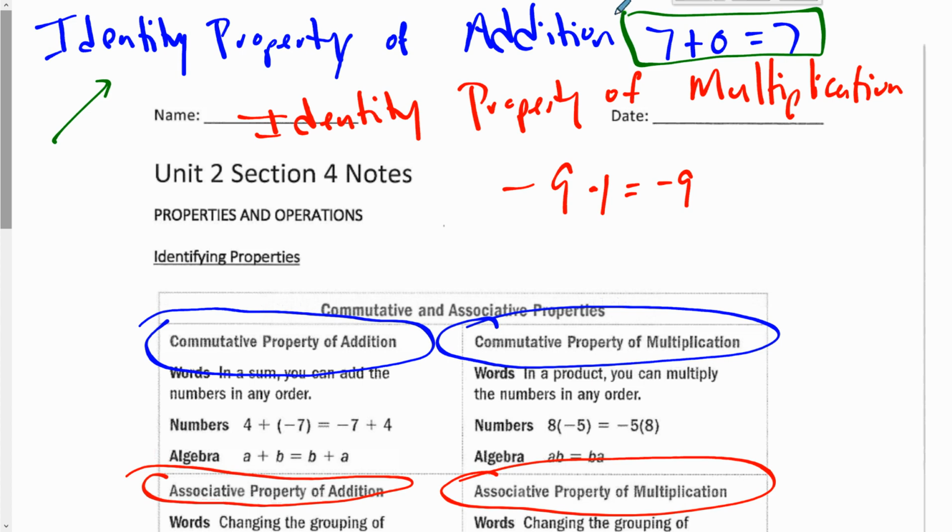Then the same property, the identity property, can also be applied to multiplication. So what that says is that any number times 1 is going to give me that same number. So -9 times 1 is equal to -9. If I had 400 times 1, I would get 400. So those are two more properties to go with the commutative and associative properties.